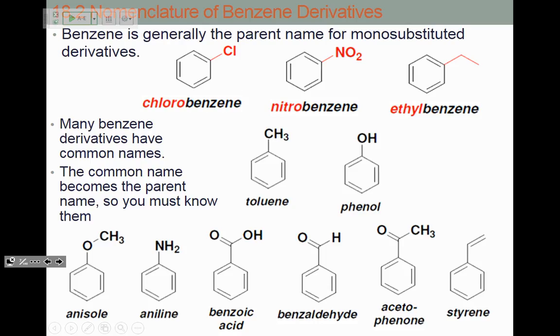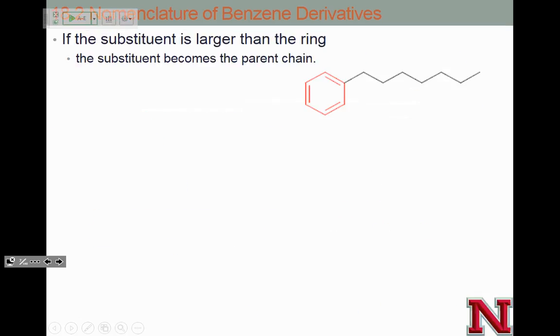So you do need to know those derivatives and you need to memorize them because they are often used as your parent names if you have multiple substituents. If the substituent is longer than the ring, then the benzene can be named as a side chain. And when it's named as a substituent, it's called a phenyl. It's not a benzo substituent, it's a phenyl substituent. And again, remember, this carbon is not counted as the parent name.